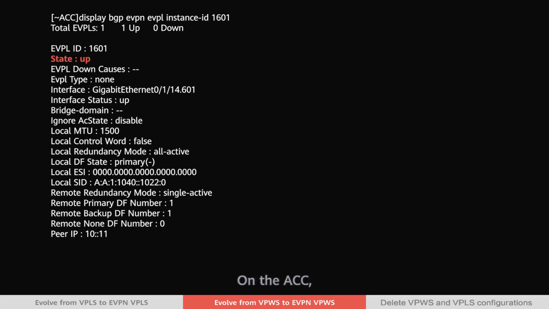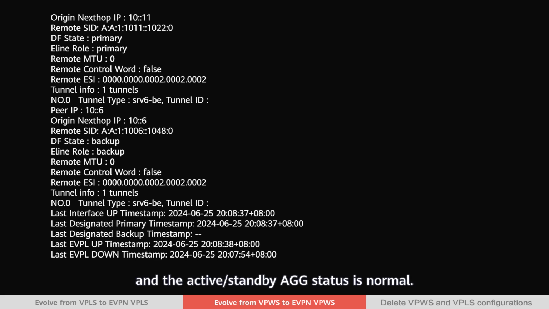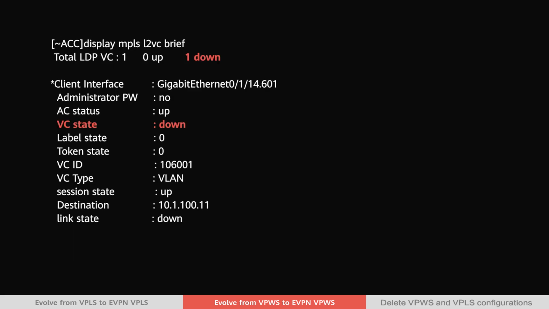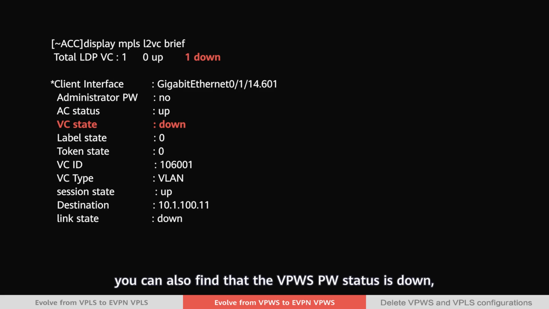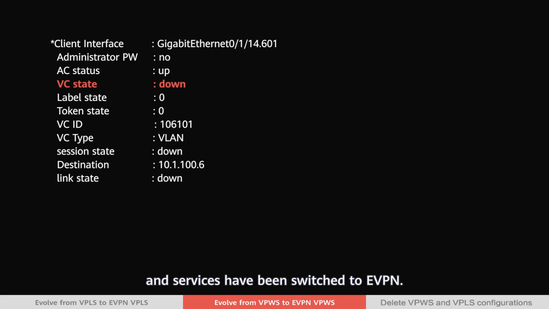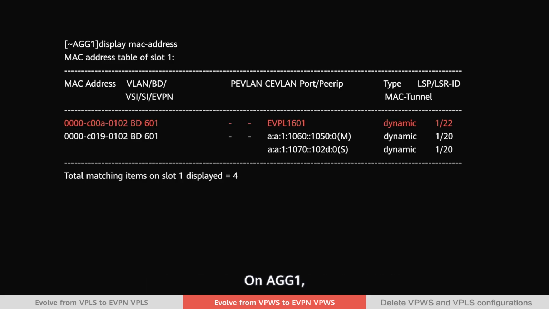On the ACC, you can find that the EVPL status is up, and the active/standby AGG status is normal. On the ACC, you can also find that the VPWS/PW status is down, and services have been switched to EVPN. On AGG1, you can find from the command output that MAC address learning is normal, the BD is displayed, and the peer IP is the SRv6 VPN SID.